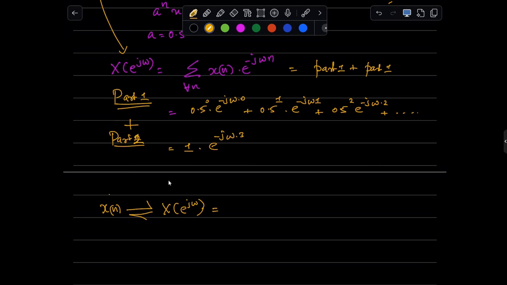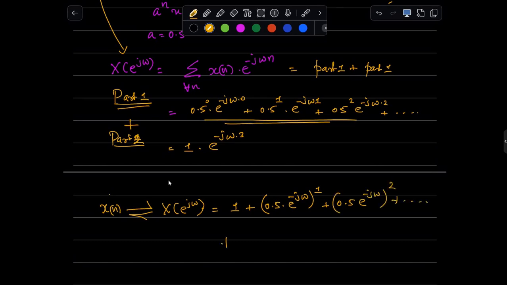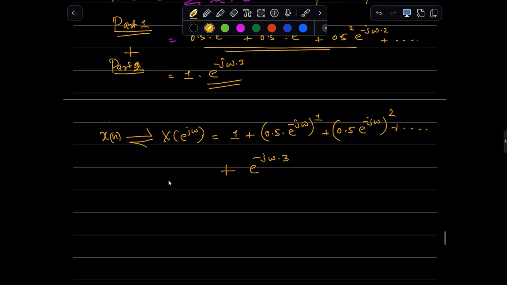It is nothing but the first part plus the second part. But the first part, I have already given: this is equal to 1 plus 0.5 into e power minus j omega whole power 1, plus 0.5 times e power minus j omega whole power 2, and so on, plus the last one, e power minus j omega into 3. So this is in the form of 1 plus r plus r square plus r cube and so on, plus e power minus j omega into 3.